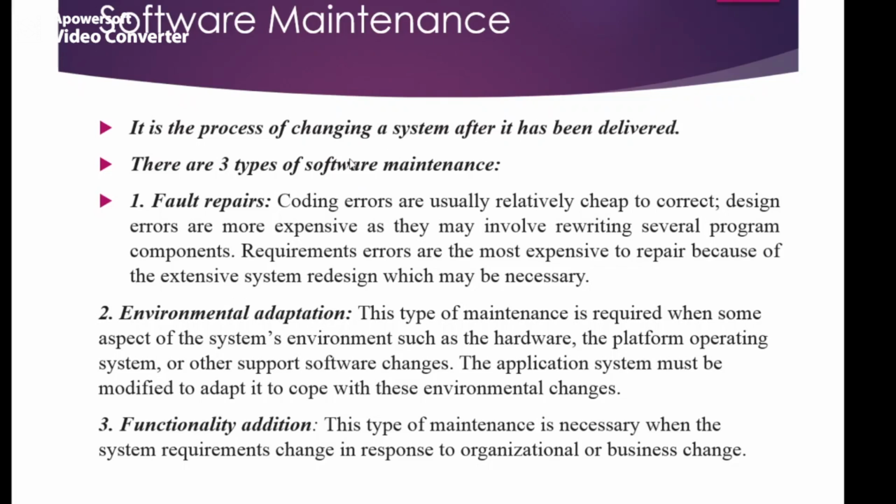We have three types of software maintenance. First is fault repairs. Second, environmental adaptation. Third, functionality addition. These are the three types of software maintenance. Let us look into the first one, fault repairs.